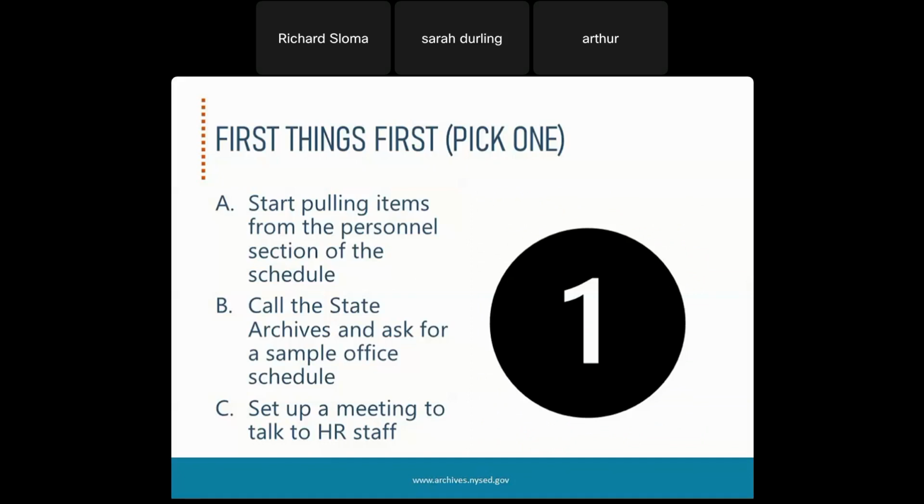In the chat, please put your chosen answer, A, B, C, D. First things first, what's the first thing that we are going to do? Are we going to A, start pulling items from the personnel section of the schedule? Are we B, going to call the state archives and ask for a sample office schedule? Or C, are we going to set up a meeting to start talking to HR staff?